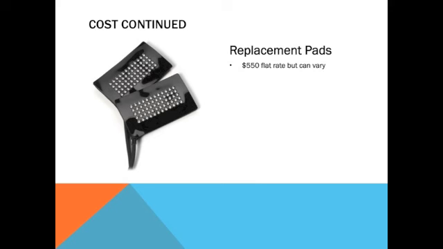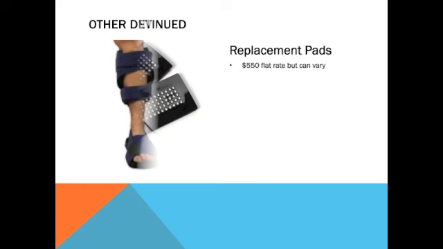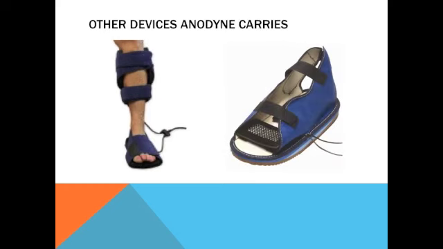The replacement pads, which is what you're reviewing now, cost $550 as a flat rate, but it can vary depending on if your model is 10 years or older. If your model is 10 years old, they will replace the system entirely for that $550 flat rate. If it's under that, they will replace just the pads, but it depends on which pads and which model it's for. Anodyne Systems also offers lower extremity devices. I think they're more geared towards PT, so I just wanted to let you see what else they had to offer.